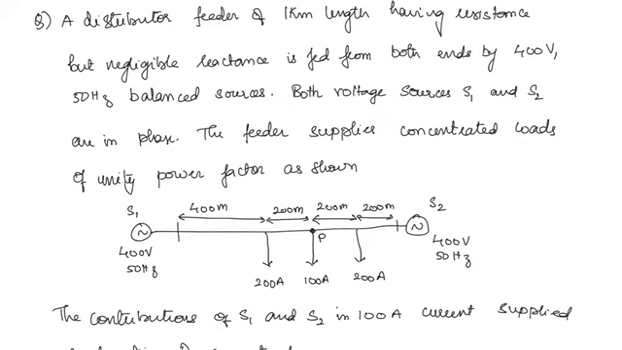The voltage drop that you see along the distributor is better understood through an example. A distributor feeder of 1 kilometer length, having resistance but negligible reactance, is fed from both ends by 400 volt, 50 Hz balanced sources. Both voltage sources S1 and S2 are in phase. The feeder supplies concentrated loads of unity power factor as shown.